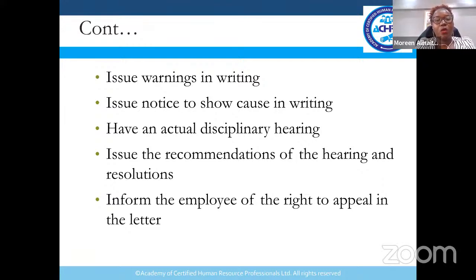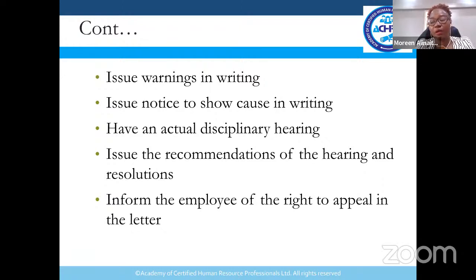Now, what do we do when we want to terminate somebody? Before you terminate an employee, make sure you issue warnings in writing as an HR manager. This is important because it will go a long way to prove your case in court, in case you proceed to court, or in case you go to the labor officer. You'll be able to prove that you actually issued warning letters and this person did not change.